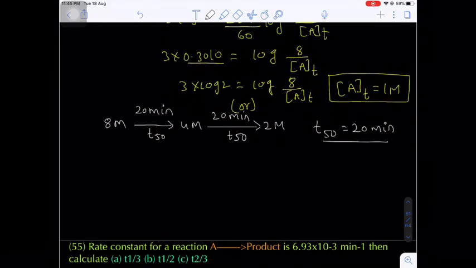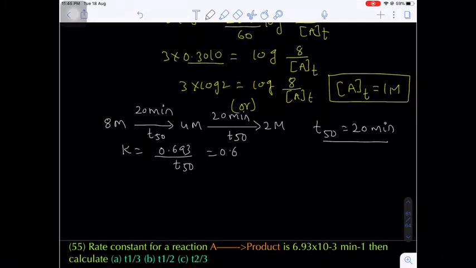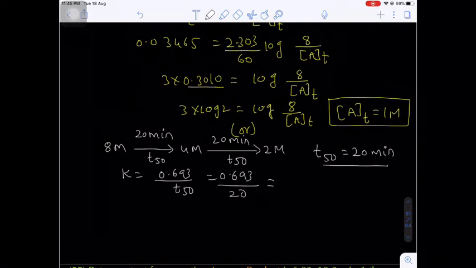Okay. Now once getting the T50, can I find the K value? Yes, K is equal to what? 0.693 by T50. So 0.693 by T50, nothing but the 20 minutes. After simplification of this, you will get 0.03465 per minute. Are you getting my point?